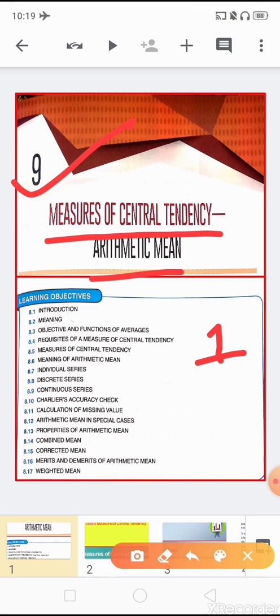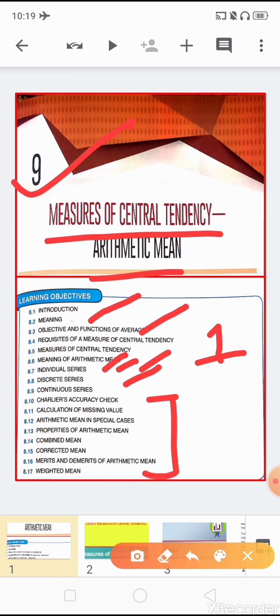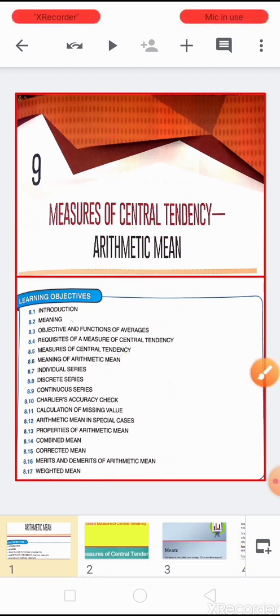We are going to learn the introduction of the measures of central tendency, objectives and functions of average, and what is arithmetic mean, individual series, discrete series, and continuous series. And thereafter in the next video we are going to learn the remaining topics of this chapter. So children, let us start with the first topic, that is introduction and meaning of measure of central tendency.